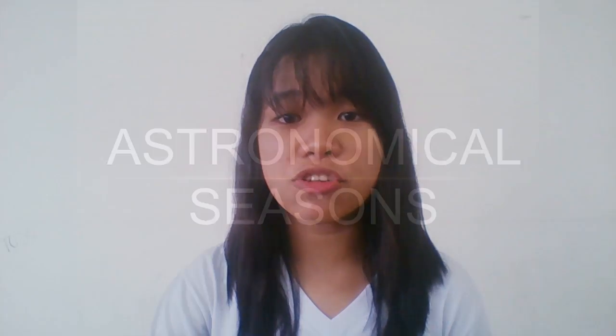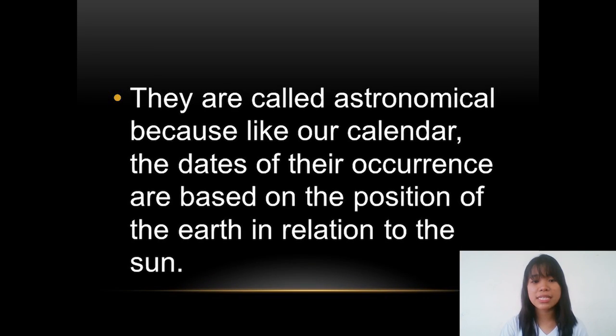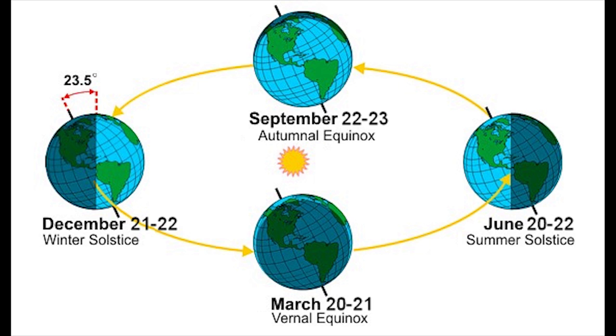First type is astronomical seasons. Astronomical seasons are the ones most of us are familiar with because their start dates are listed on our calendar. They are called astronomical because, like our calendar, the dates of their occurrence are based on the position of the Earth in relation to the Sun. We have four astronomical seasons, namely astronomical winter, spring, summer, and fall, also known as autumn.